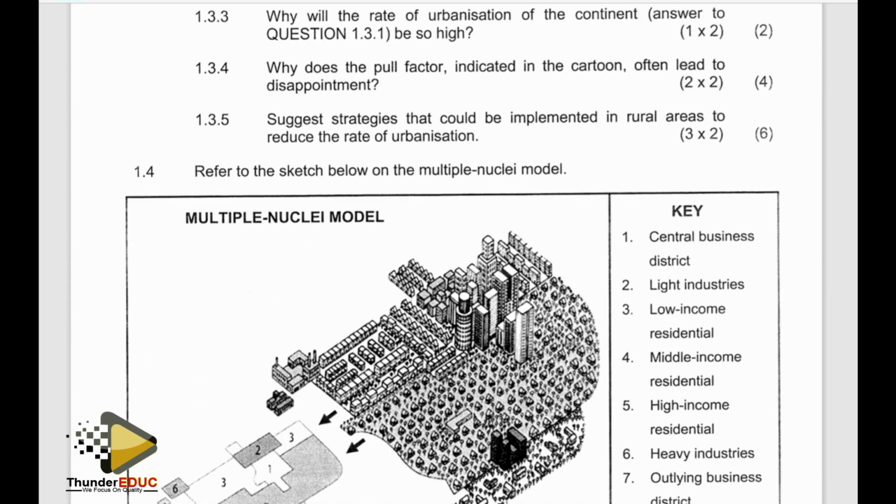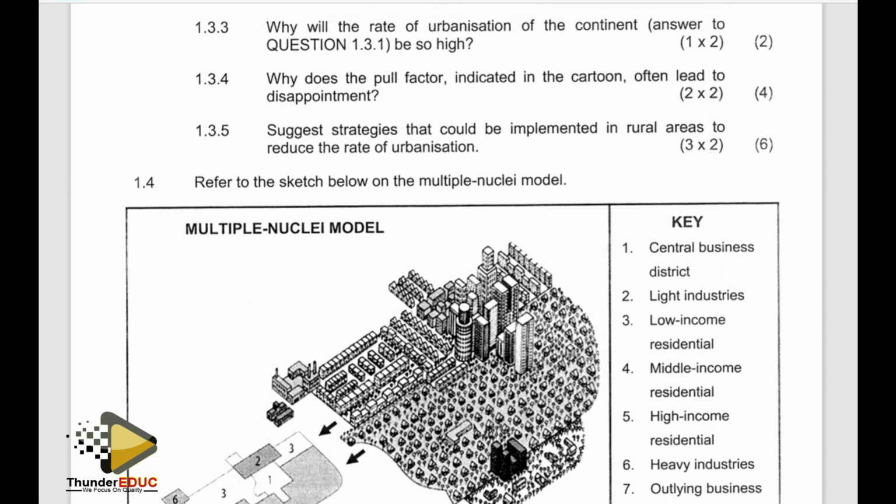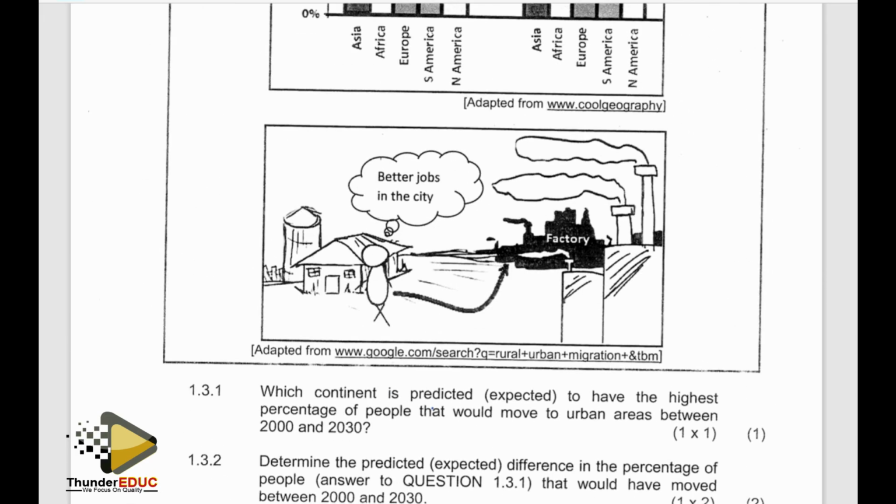Right, let's move on to the next question. Why does the pull factor indicated in the cartoon often lead to disappointment? The pull factor here is better jobs. This person here is attracted by better jobs in the city. They are thinking that the moment they set their foot in the urban area, they are going to find themselves securing a better job in the factory or somewhere in the industries. That is what they think in their mind.